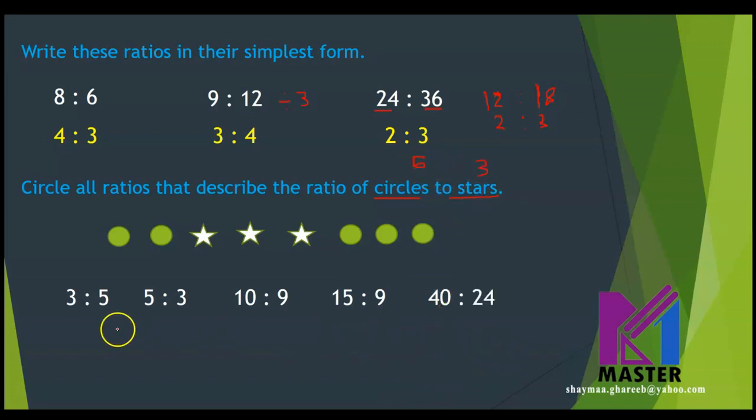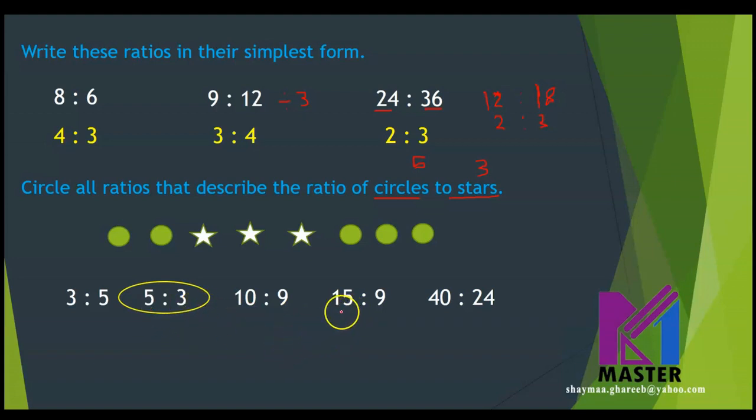And I have here many ratios. Which of them represent this ratio? As we said, the circles first, then the 5 first, 5 to 3. So 5 to 3 will be one of the answers. What about this one? 10 to 9. Is 10 to 9 equivalent to 5 to 3? No.